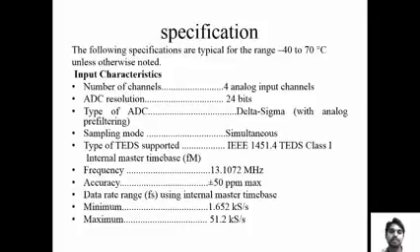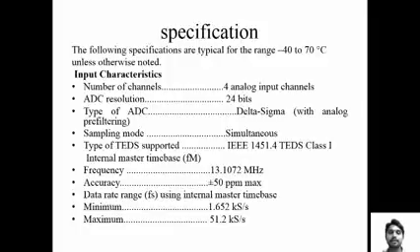For the input characteristics of this module, the number of channels is already shown in the figure. There are 4 analog input channels, and the ADC resolution is 24 bits. The type of ADC is delta sigma. Sampling mode is simultaneous, and the timebase type supported is IEEE 1451.4 class first, with an internal master timebase frequency of 13.1072 megahertz and accuracy of plus or minus 50 ppm maximum.